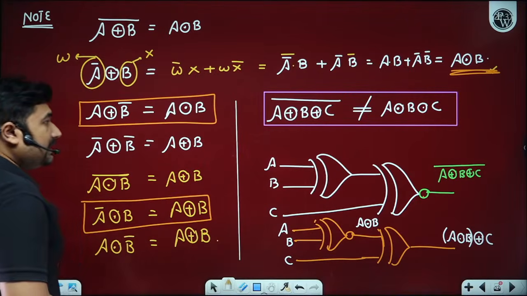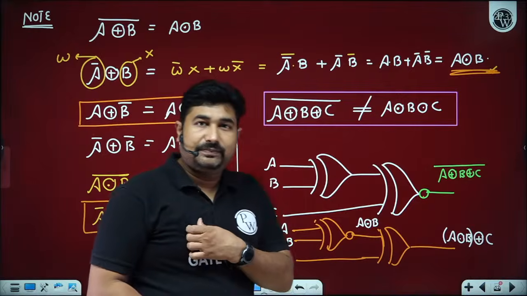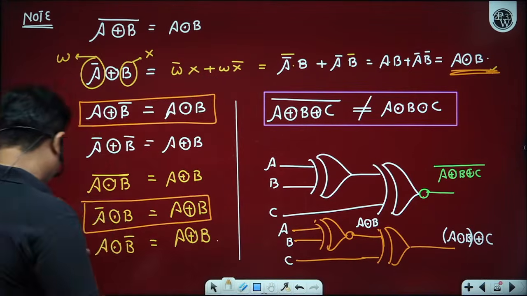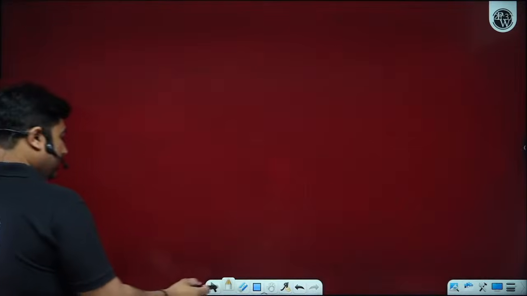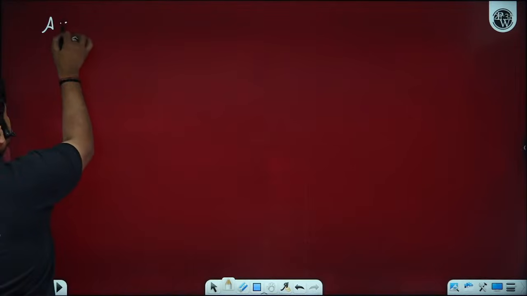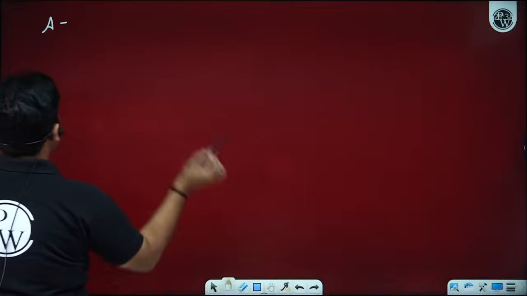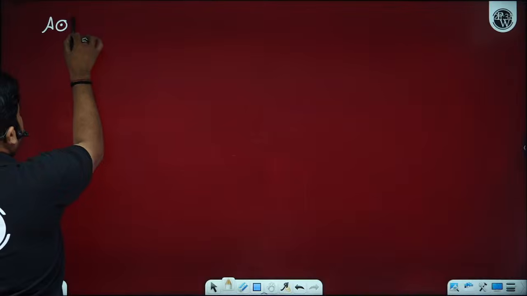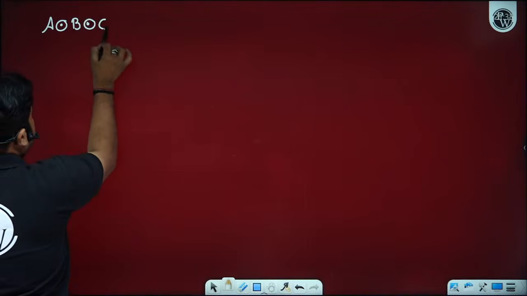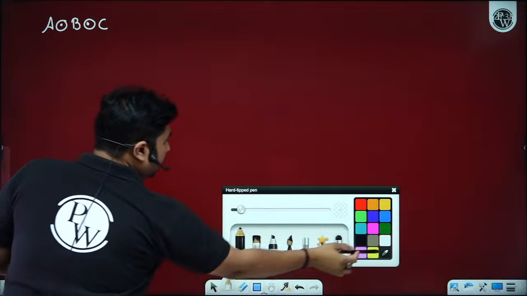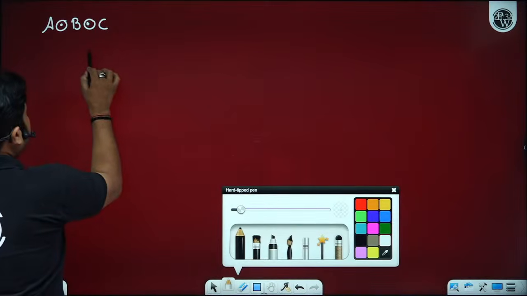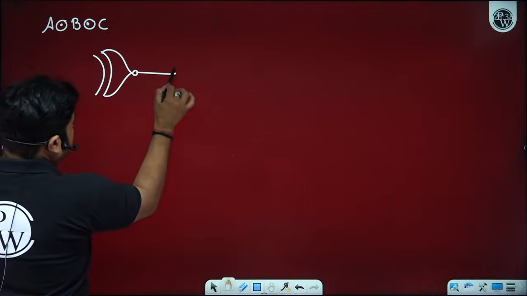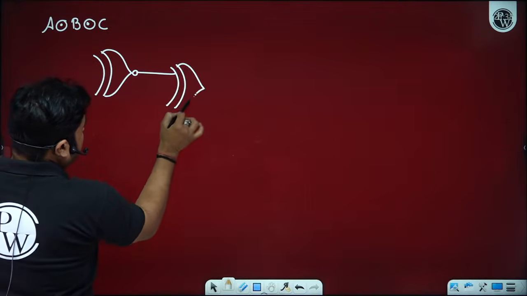So what is A XNOR B XNOR C? How can we represent A XNOR B XNOR C? If I want to write A XNOR B XNOR C, the XNOR gate follows A XNOR B XNOR C. Can I make it like this?